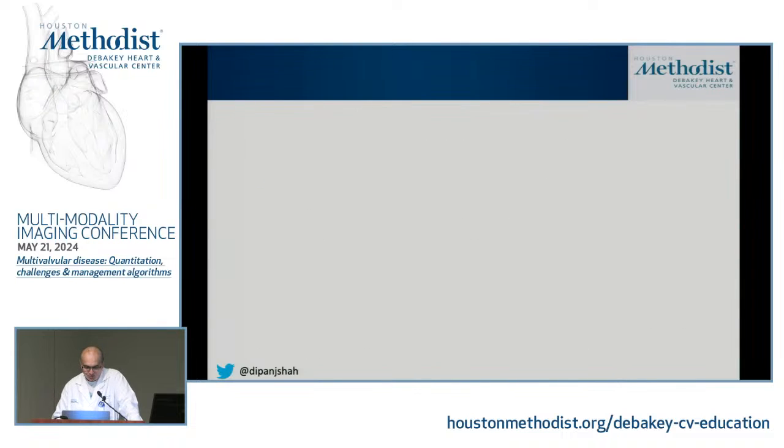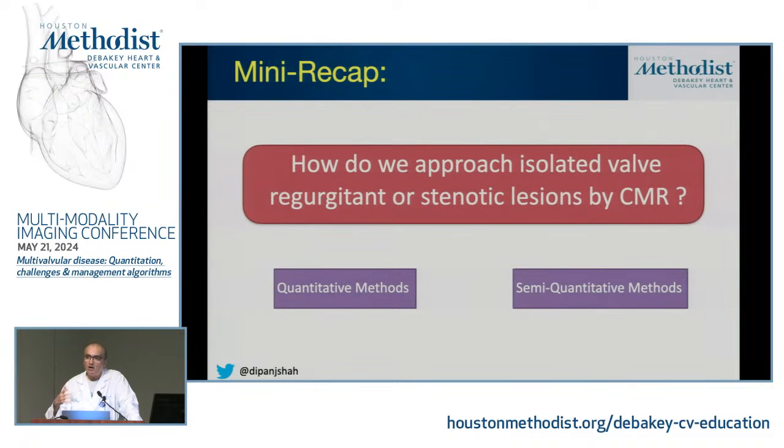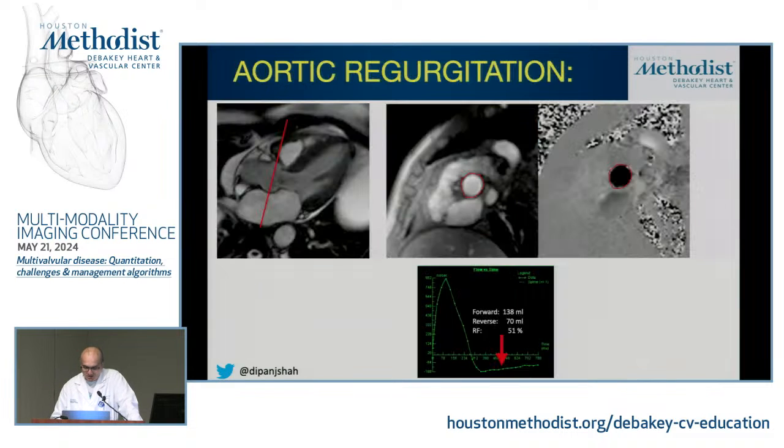So let's go through and talk about this with a quick recap of how we approach isolated valve lesions first. Because again, I think of mixed valve disease as kind of like a graduate level course. So let's go through the 101 and 201 courses first. How do you approach isolated valve lesions, whether stenotic or regurgitant? I think to recognize there are quantitative methods that we use, and then there are also semi-quantitative methods as well.